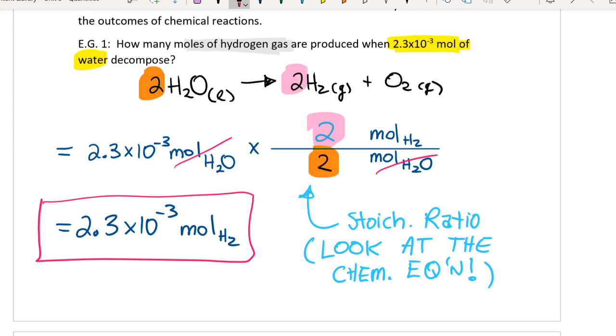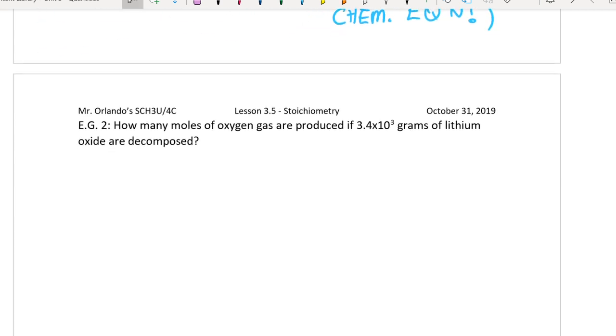We need a balanced chemical equation. You can't do this without knowing what the balanced chemical equation is. Early on, I'm going to always give you the balanced chemical equation. But then once we get a bit more comfortable, I'm not going to give you the balanced chemical equation, and you'll have to figure that out. That's going to be a part of the question. All right, let's look here.